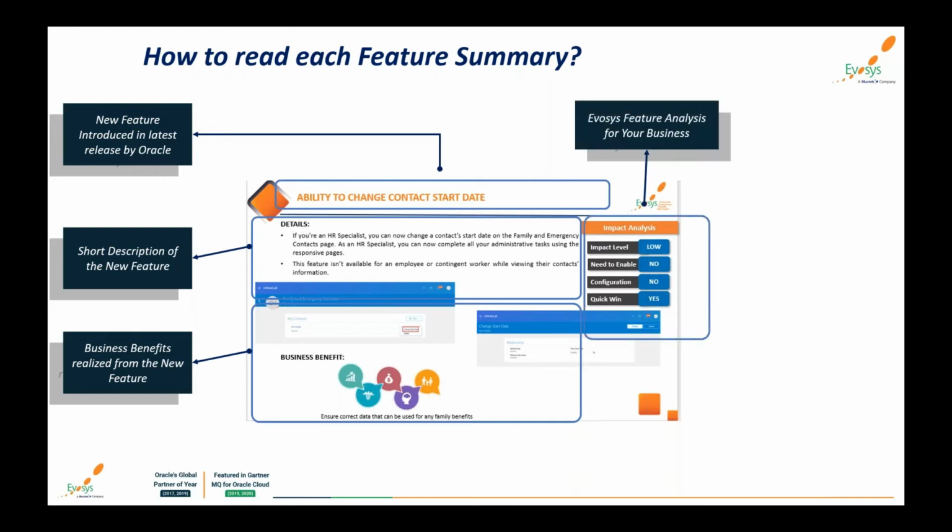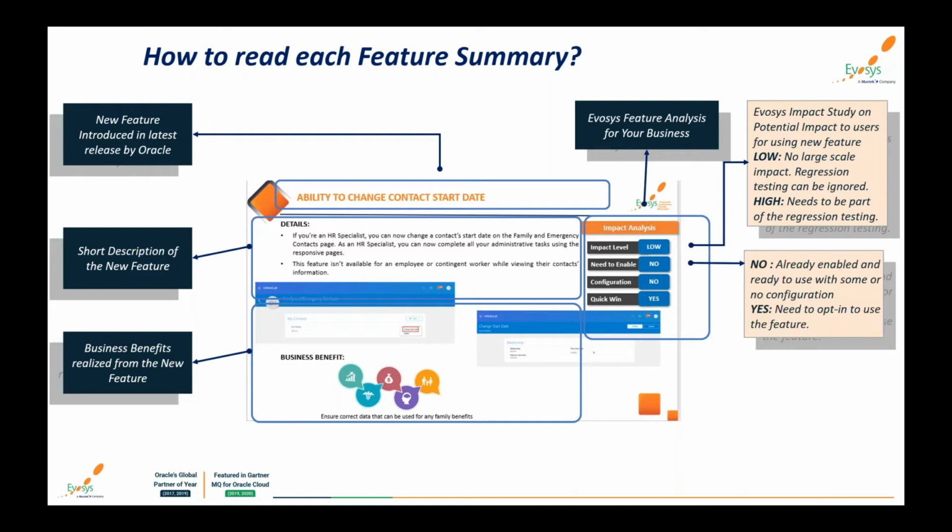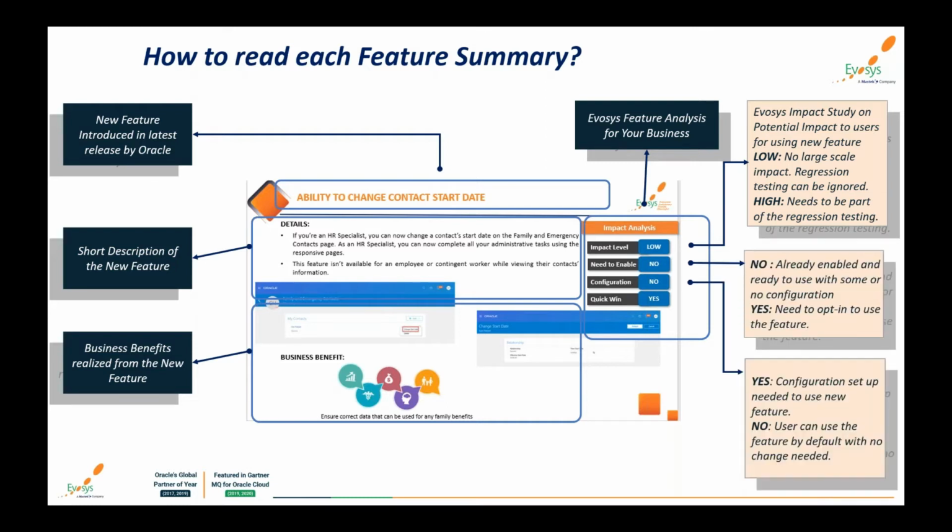We then include a high-level impact analysis on the right here with 4 main areas. You've got the impact level. Obviously, a low would mean no large-scale impact, so regression testing may not really be required or can be ignored. And obviously, a high impact level would be the complete opposite. Does the feature need to be enabled, or will it just appear post-upgrade? How about configuration? Well, we highlight this too as part of the feature summary. And clearly, an update that needs configuration needs more planning time.